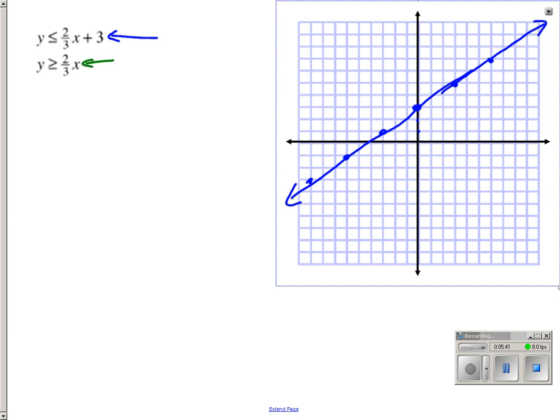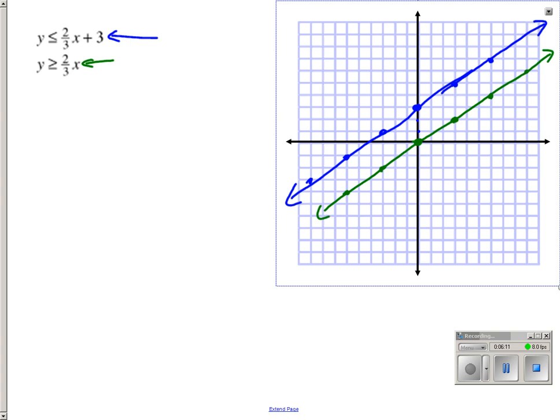That's going to go through 0, 0, so watch out on this one. Going up 2, over 1, 2, 3. These lines have the same slope, and if lines have the same slope, hopefully you recall that that means that they are going to be parallel. And that's why this problem is a little bit different than some of the other ones. Again, it's equal to, so we're going to have a solid boundary line. Looks like that.